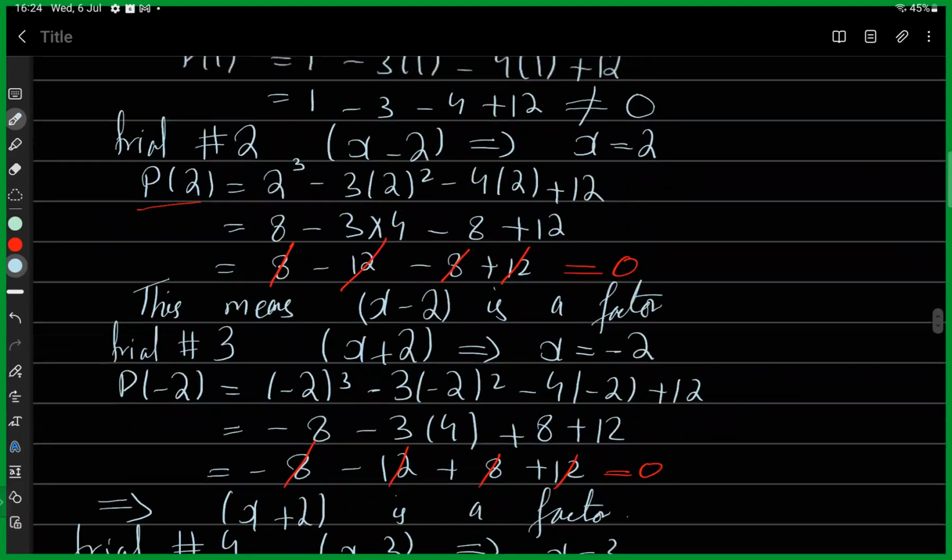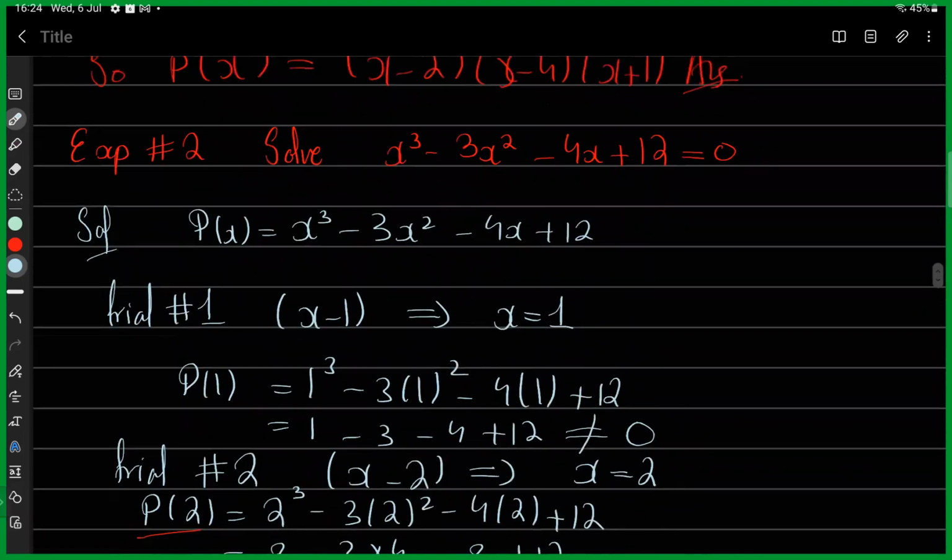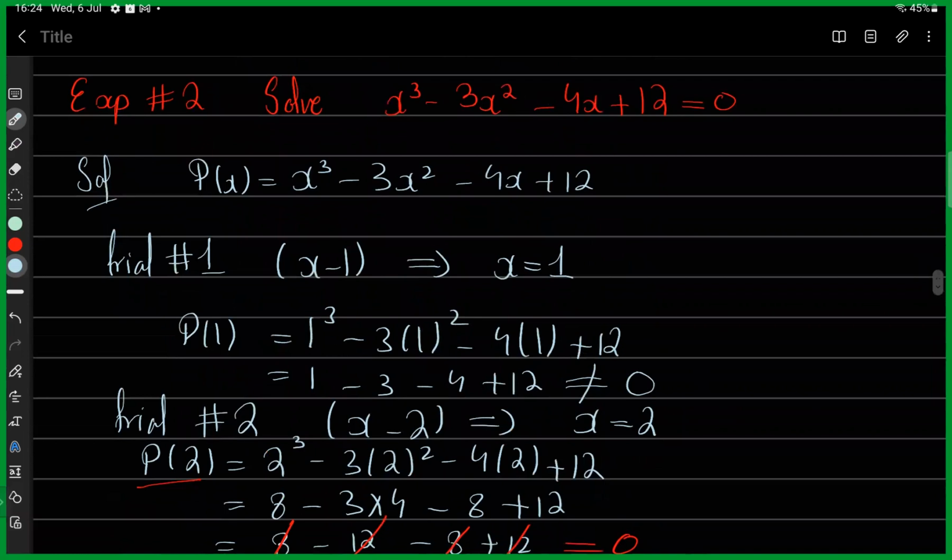The question was about this one. We had to solve this cubic equation, and for that we had to factorize it. And in order to factorize it, we need at least one linear factor just so we can find the quadratic one, but we did not have any factor initially. So we used the hit and trial method for finding out the first factor, and that was x equals 1. When we plugged in x equals 1 in P, we got 0.